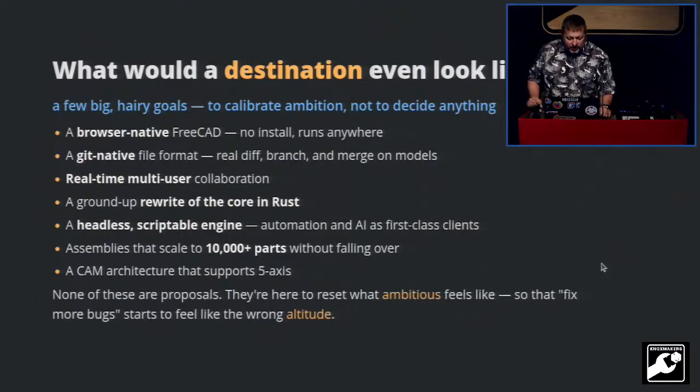I mentioned a couple other things, like, what would a browser-based FreeCAD look like? What would a Git native file format look like? These are just a few things that are meant to be open-ended questions. Not saying we should do any of these things. It's more like trying to level set what would be, if we were going to have a conversation about a research agenda, what would that include? What would be the things that we should spend some time on?